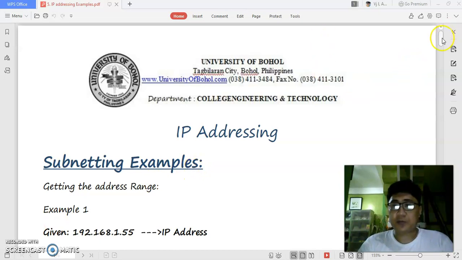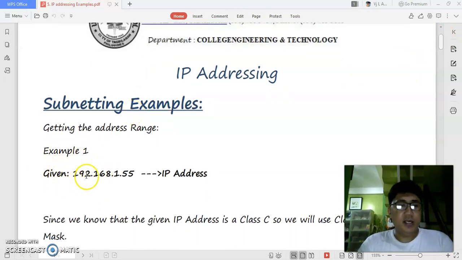Our first example is this given IP address. We are tasked to get the address range. What is the address range of the given IP address? For example, you are setting up a network, and one of your computers is set up with this IP address: 192.168.1.55. Now we will look into what address range this IP address belongs to.